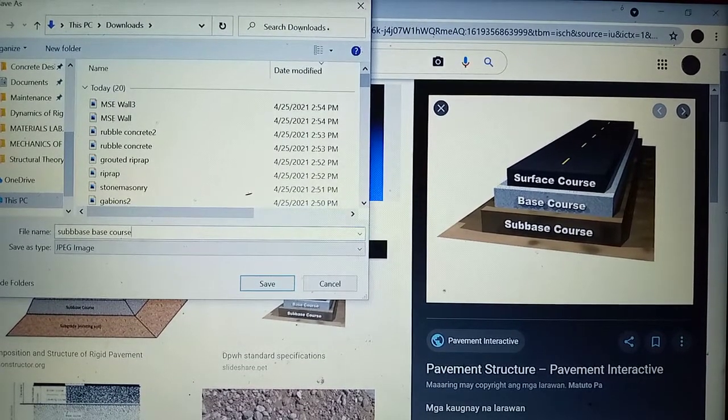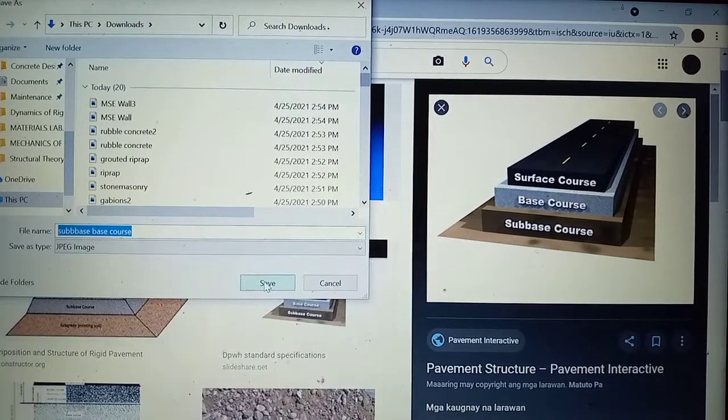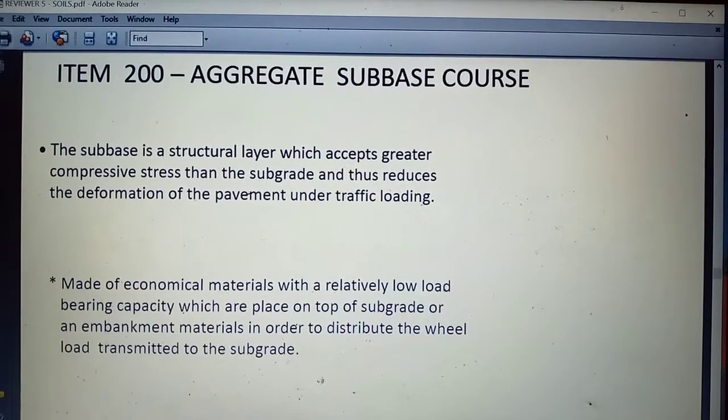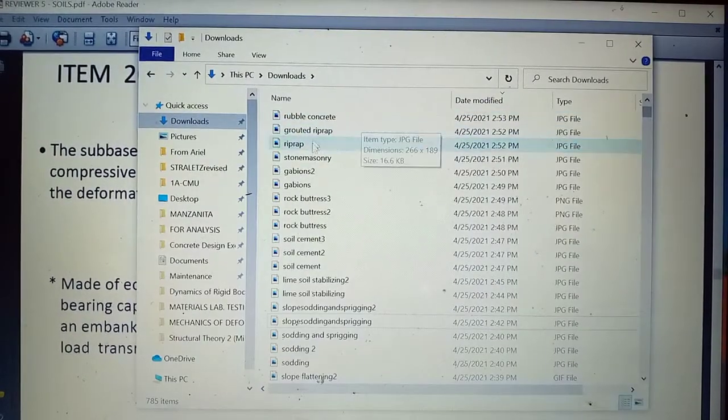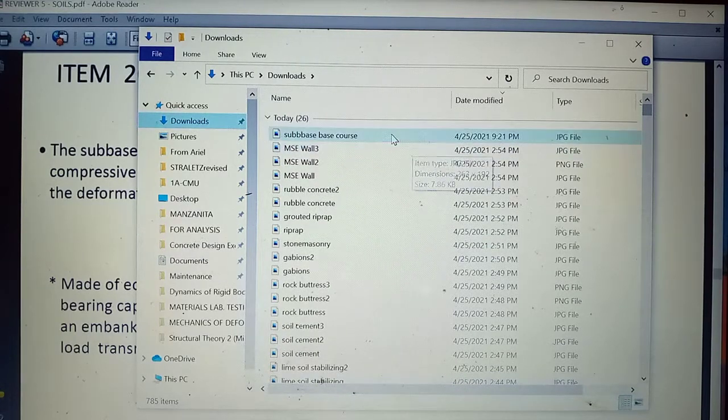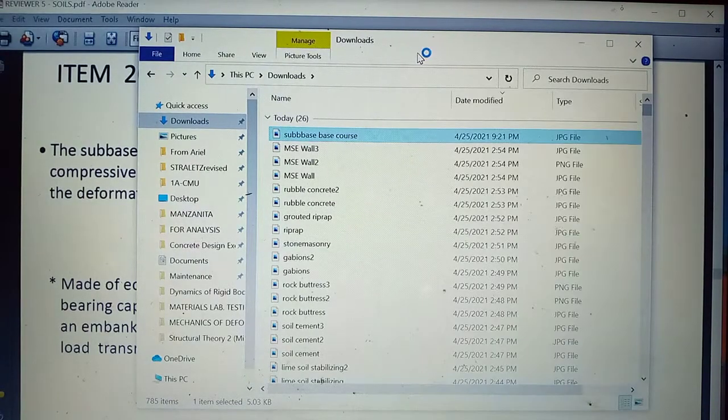Okay, pasensya na. So, para makita natin, ito daw yung kaibahan ng sub-base course at ng base course, ni Item 200 at Item 201. Okay, pasensya na, medyo mabagal siyang mag-open.